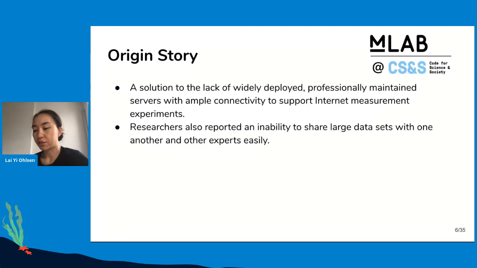Another part that researchers reported as being missing at the time was this: even if we had this large global infrastructure, there was no way for the massive amounts of data that these tests would produce to be easily shared with other researchers. So this was also the kind of problem that Measurement Lab set out to solve. And that leads into how today we're able to say that all of our data is free and publicly accessible by researchers, by policymakers, by internet users. Anyone who wants to see the measurements that we are getting is able to not only look at them, but also share them with others, so that we can all be looking at the same thing when we talk about internet measurements.